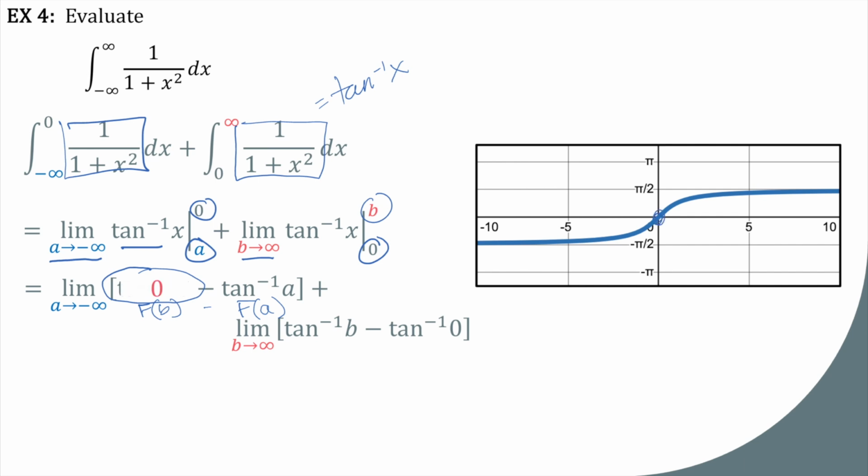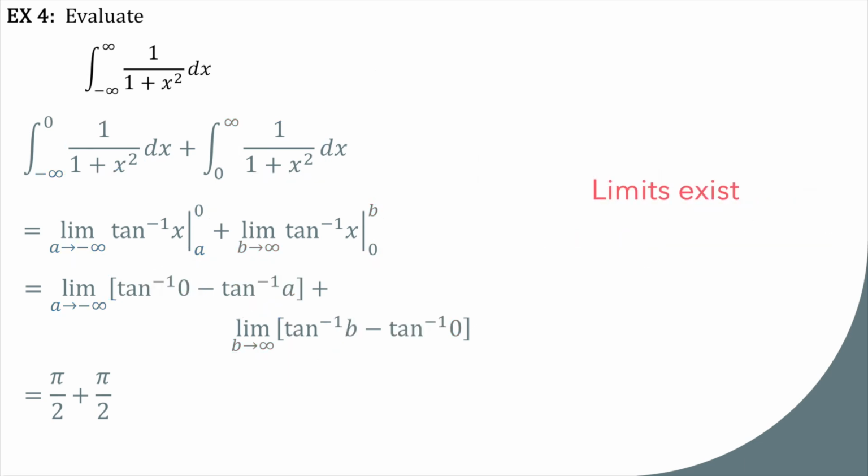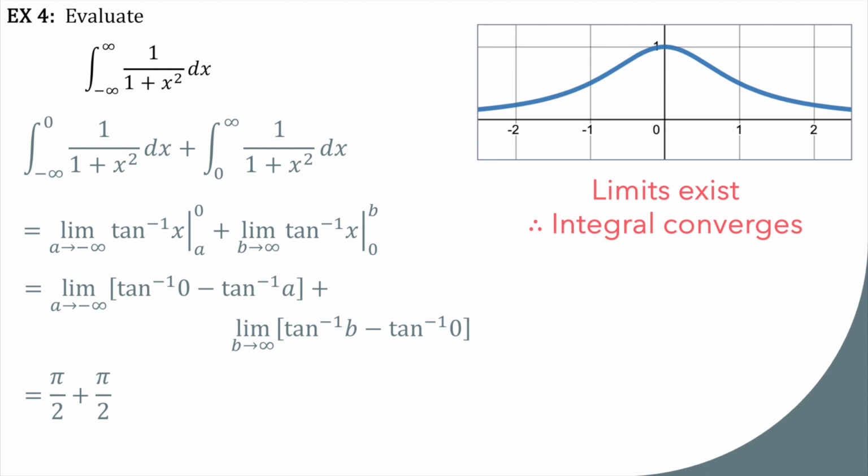Okay, so now evaluating each of these, what's the tan inverse of 0? That's just 0. Tan inverse of a, well, that's the limit as a approaches negative infinity. That is negative pi over 2. And then as b approaches infinity, tan inverse of b, as we're going to infinity, that's pi over 2. And tan inverse of 0 is just 0. So the answer to this one is pi. So we have a limit that exists. The integral converges. This is the graph of it. So the area under the curve here, even off to infinity in both directions, is approaching pi.